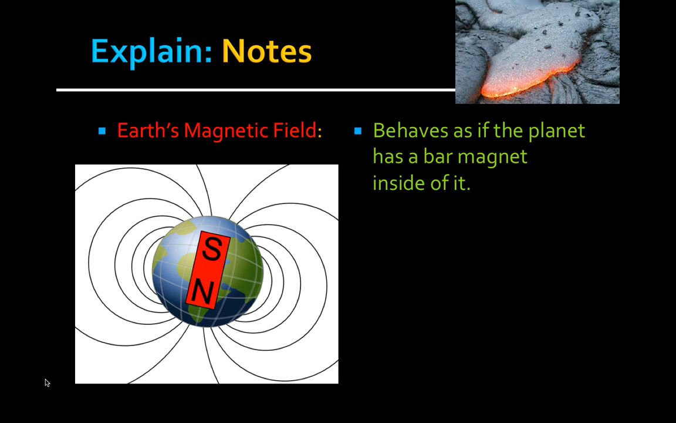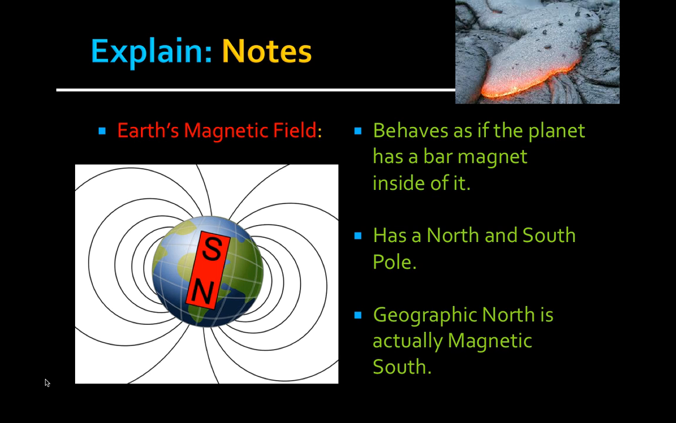Earth's magnetic field behaves as if the planet has a giant bar magnet inside of it, like the picture to the left. Just like a bar magnet, the Earth has 2 poles, a north and a south pole. However, the geographic north that we call the North Pole is actually magnetic south.